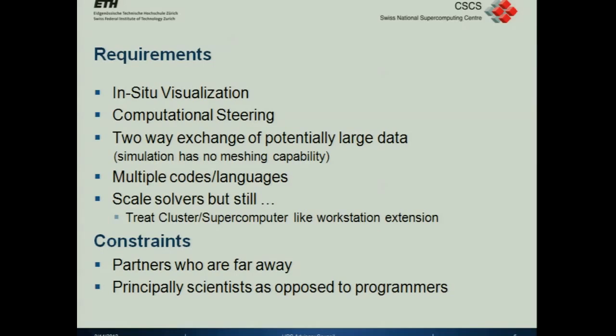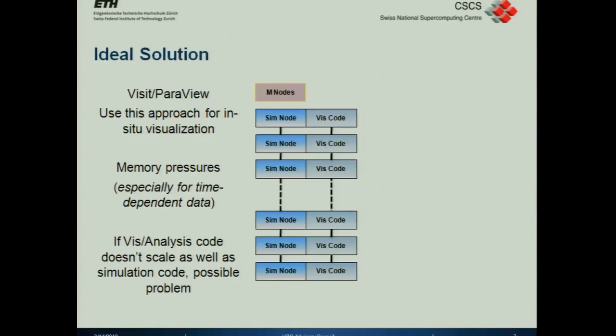The constraints being the partners, they're all located around the world. And they're really physicists, and they don't know an awful lot about really good programming techniques. So they want to have as simple an API as possible. They want to just say, just give us something that works, let us play with it. When it breaks, we'll ask for help, that kind of thing.